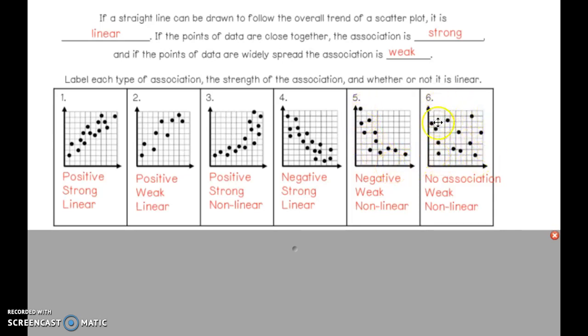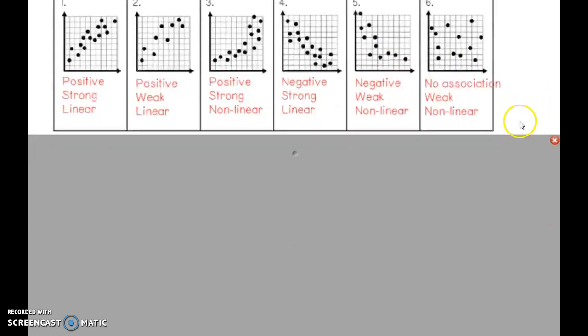The last example has points scattered all over the place, so we would say there is no association, and it is nonlinear as well, because again, the points do not line up.